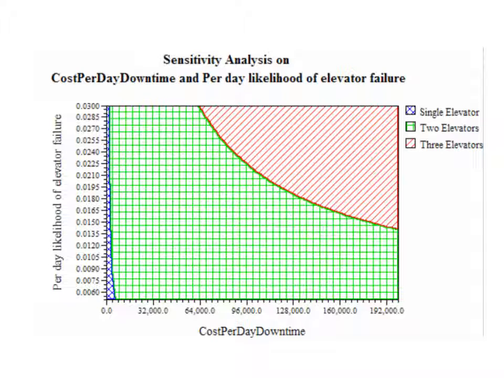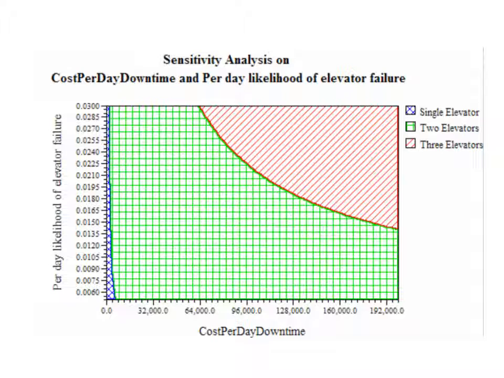And we also may be wrong about the cost per day of downtime. We had said that it was 10,000. But it could be much higher than that, or it could be lower than that. And so what this is illustrating, and actually the results here don't match up with the decision tree we just did, is that it's plotting on the y-axis the per day likelihood of an elevator failure.